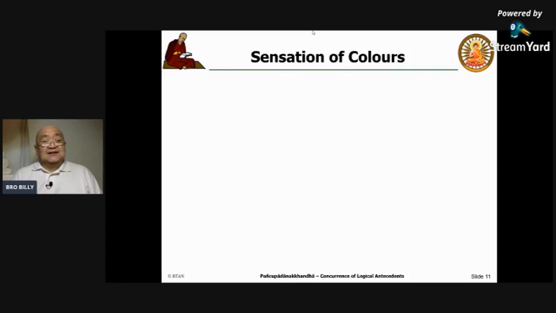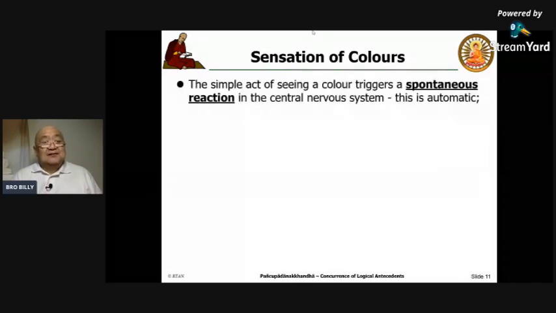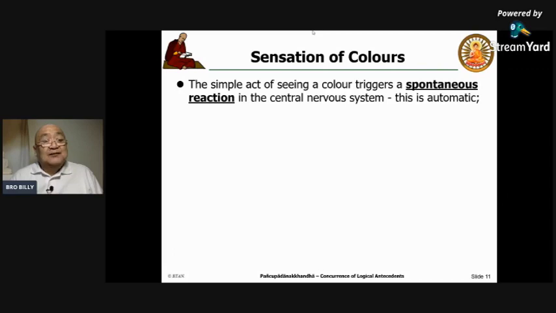Right, sensation of colors. Let's go through what the narrator spoke about. He says, the simple act of seeing a color triggers a spontaneous reaction in the central nervous system. This is automatic. What they were referring to is when light enters the eyeball and strikes the light-sensitive cells on the retina, that is the spontaneous reaction. Light striking the light-sensitive cells sends an impulse to the brain, and then we become aware of light frequencies, right? And this is all automatic.